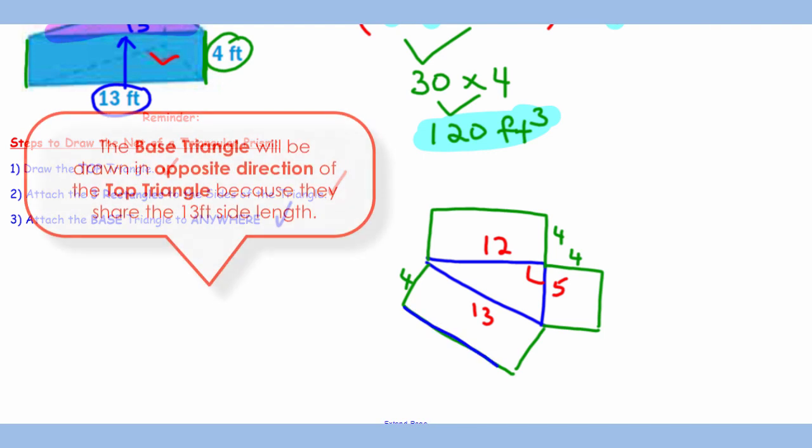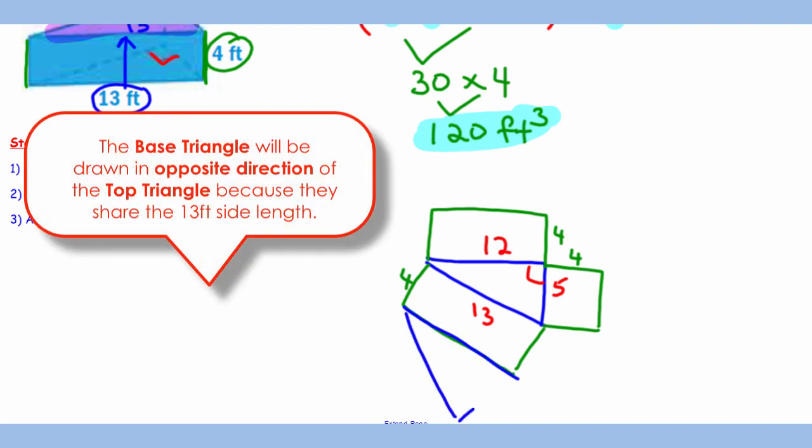This will be the 13. That means the shape will be upside down. This is 13 as well. So 12 will be here and 5 will be right here. And here's the little right triangle.